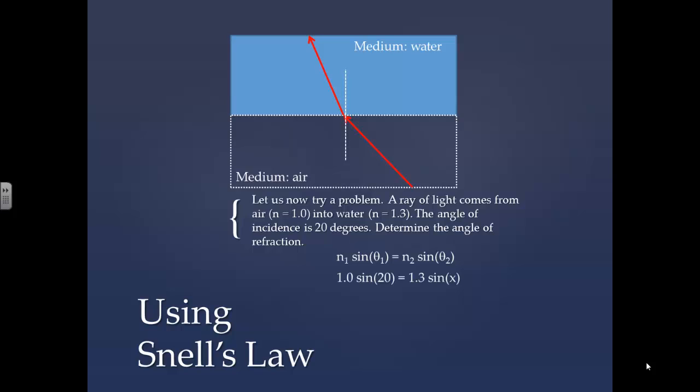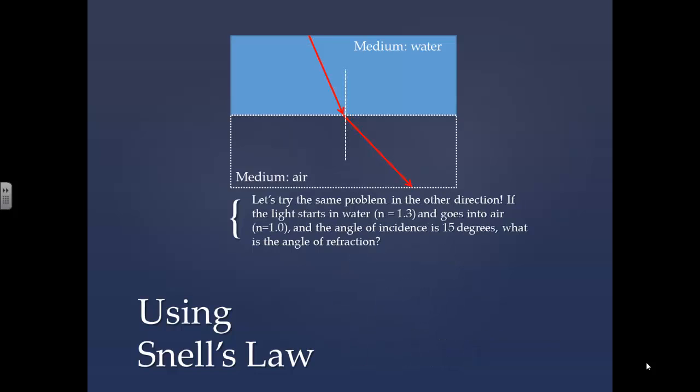N1 sine angle 1 equals N2 sine angle 2. So I put in my numbers. 1 sine 20 equals 1.3 sine unknown. Then I solve the left-hand side just by plugging that into my calculator. Now I'm going to divide by 1.3 to get the sine x by itself, and then I'll take the inverse sine to get the angle. My angle is 15 degrees.